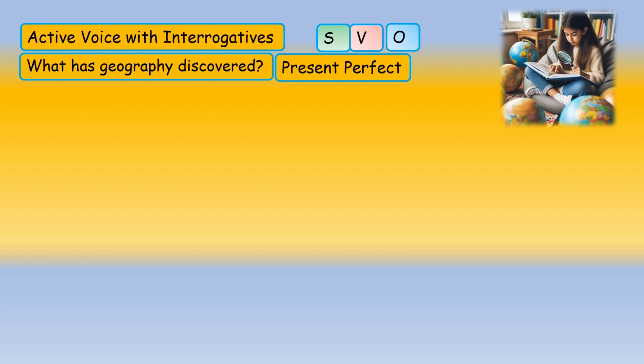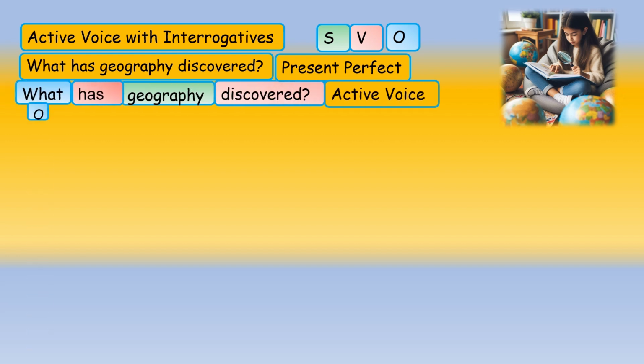It's present perfect. Why? Because of has discovered. And it's split here. If we look at how it's broken up into different parts here, the grammatical structure is has discovered. So the what is actually the object here, and geography is the subject in this sentence. Active voice. So now we start with what.